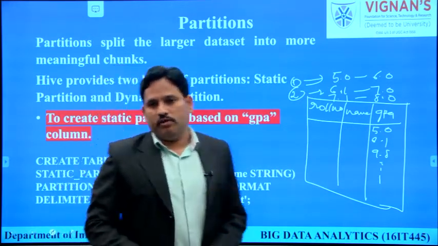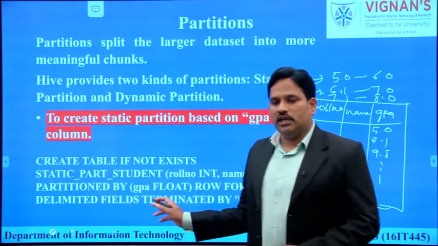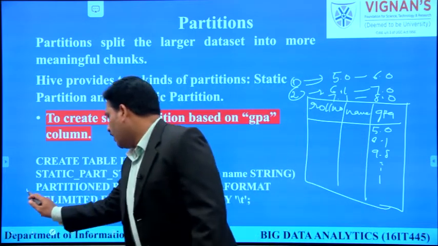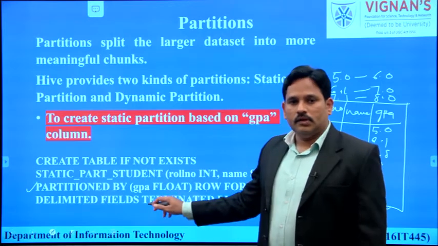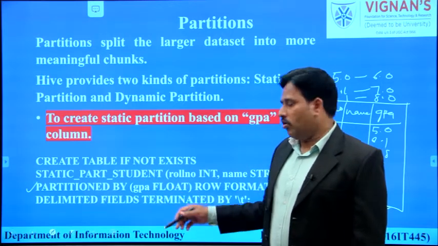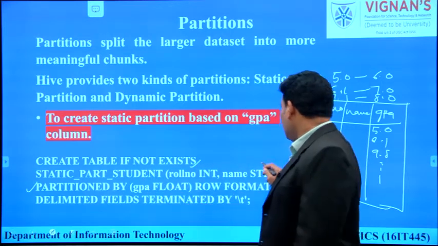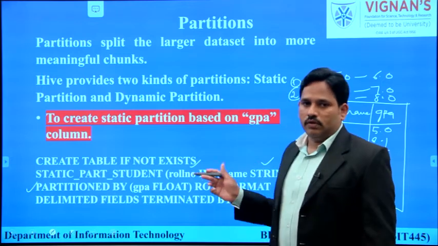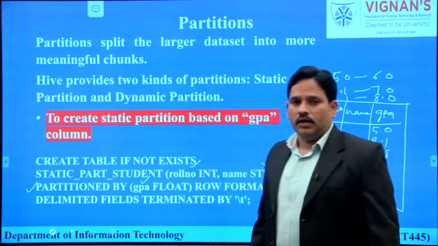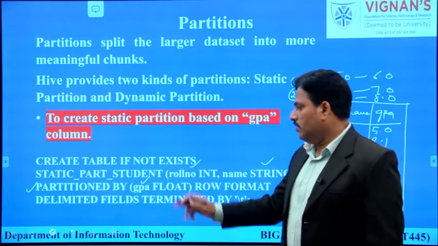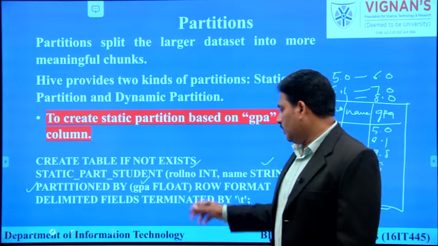Now to apply 5 partitions here, we used a keyword called partitioned by GPA. Here we are creating a table with 3 columns, and 2 columns have been mentioned at the declaration, and the column on which we want to apply the partitioning, we are applying in another line, using the keyword partitioned by GPA.